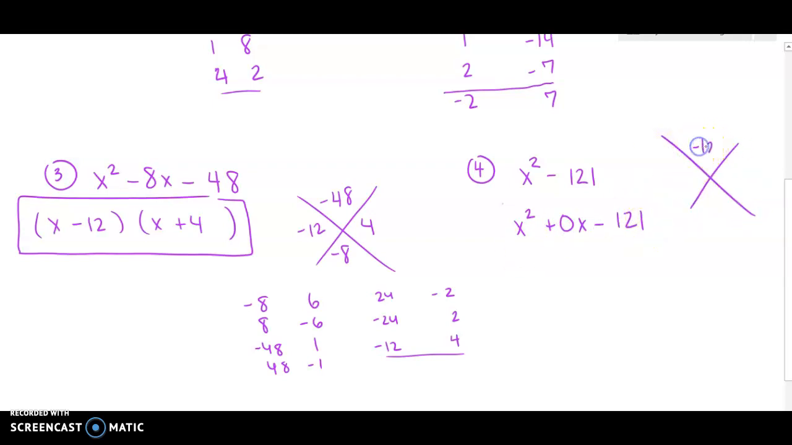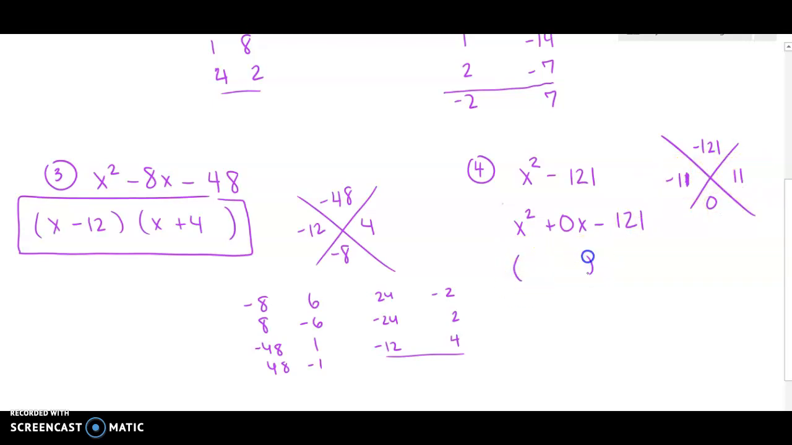It's got to multiply to be negative 121 and add to be 0. All right, again, if you don't know what multiplies to be 121, get out your calculator and divide it out and see what works. The two numbers that are going to multiply to be negative 121 are negative 11 and positive 11, and those also add up to 0.